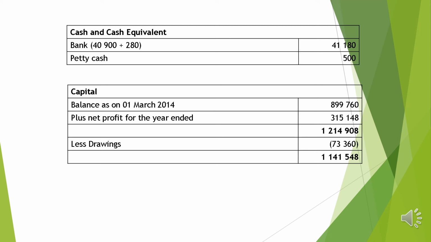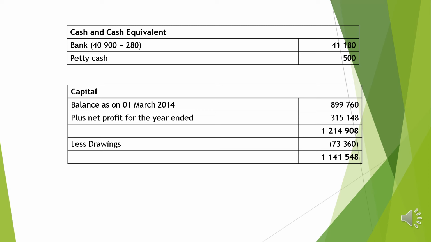If we made a loss, we would say less net loss for the year ended, and the amount would be presented in brackets to symbolize a decrease, or to symbolize that in this financial year we made a loss. Then we add these two, and we get an amount of 1,214,908. Then less drawings.